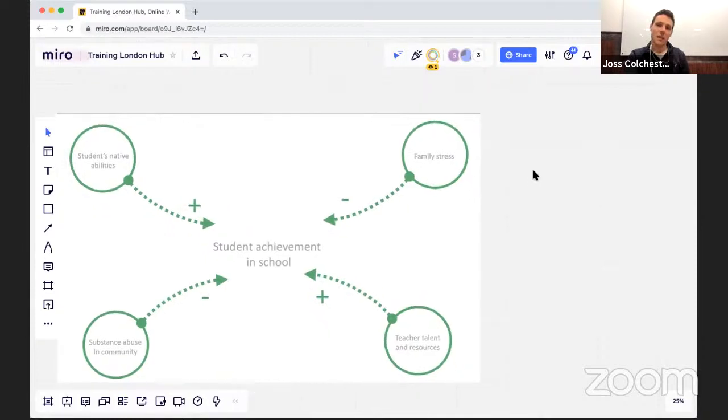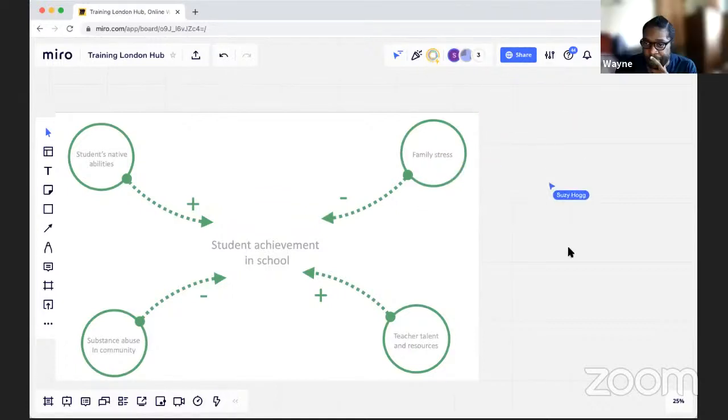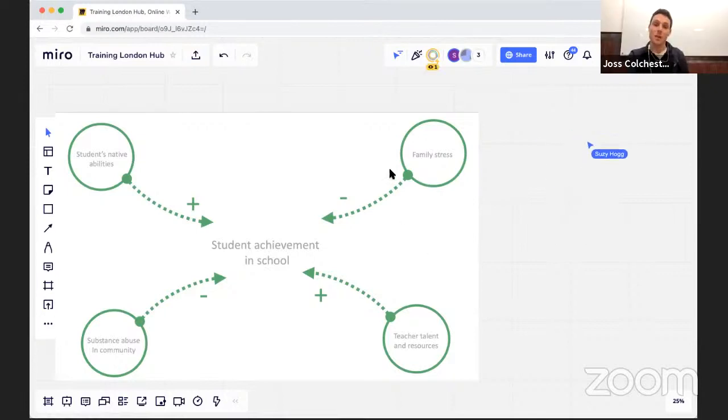Anybody else want to try more family stress? Student achievement in school? Well, less family stress should be increased achievement. Less, that's one way of looking at it. So less family stress, they should do better at school, right? So there again, we can see they're moving in opposite directions. More family stress, probably going to do worse in school, moving in opposite directions.